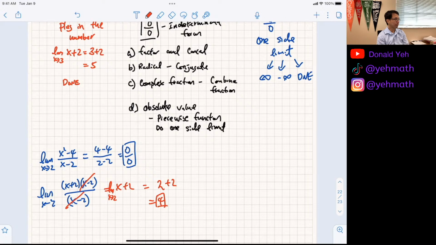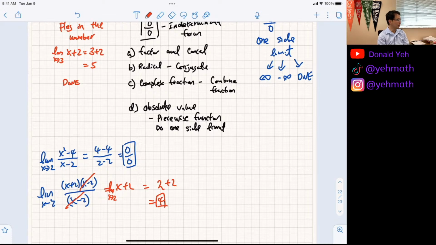All right. Now let's talk about a hard part. Remember, there are 4 different perspectives. The first perspective is algebraically. What's the next perspective? Look at it graphically. So let's look at a graph.